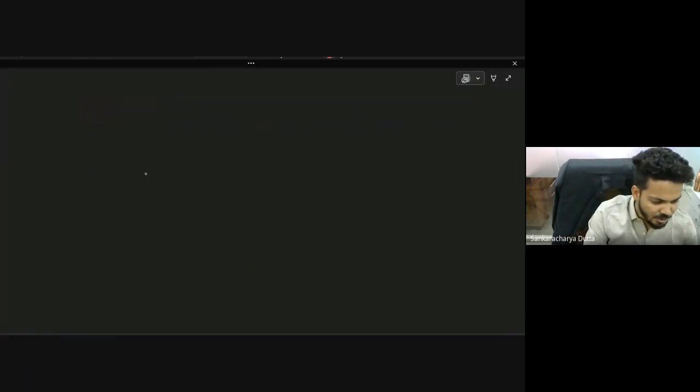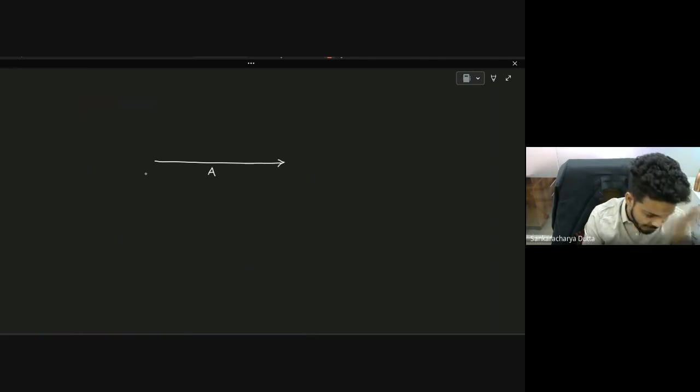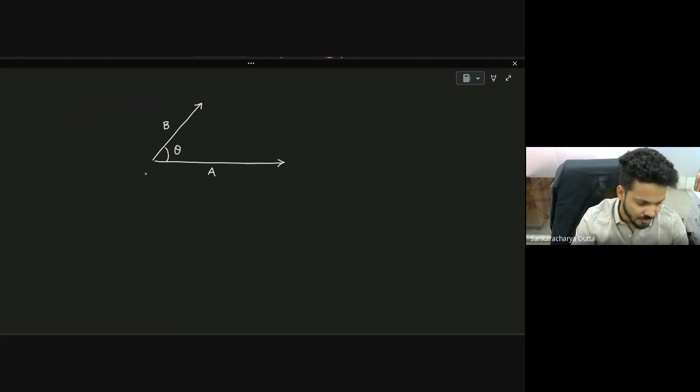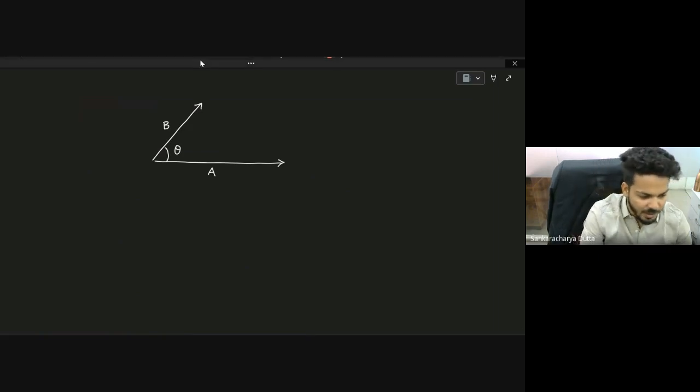Okay, so what I'm going to do is I'm going to make a parallelogram. Let's say this is where I keep A vector. Now the orientation is very, very important. If you make the first vector B, then all the formulas will change, especially the direction formula. Okay. Let's take B like this. Let's say this is B. And the angle between them is given to us as theta.